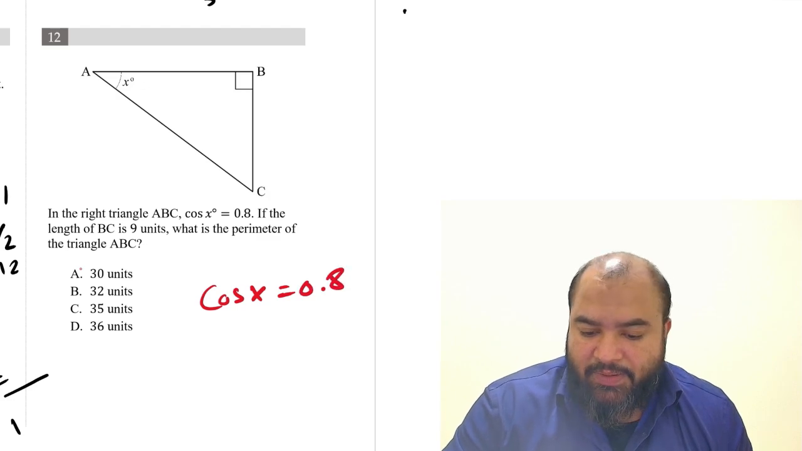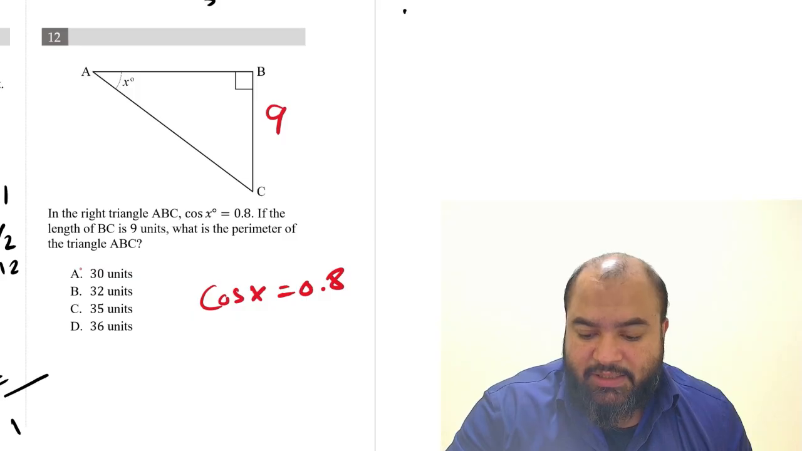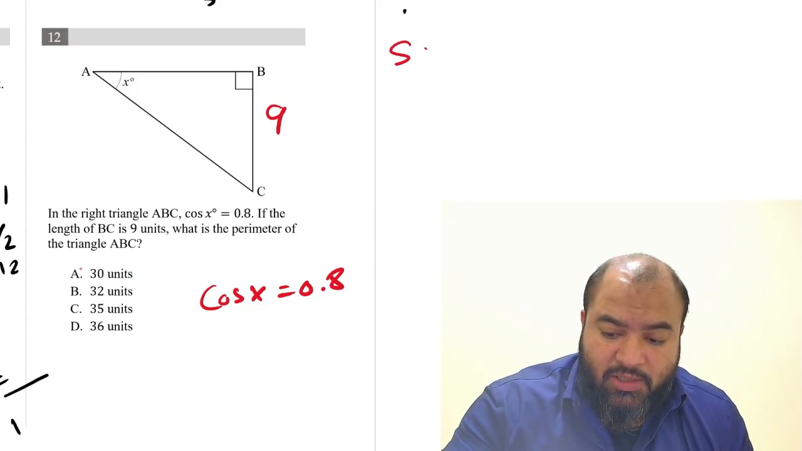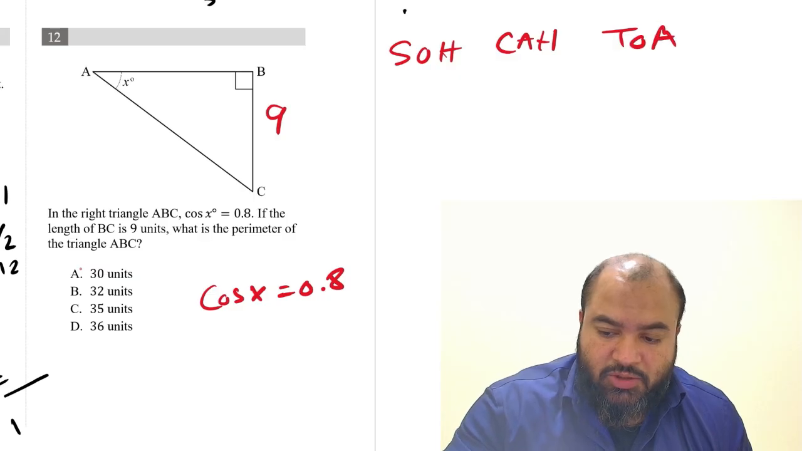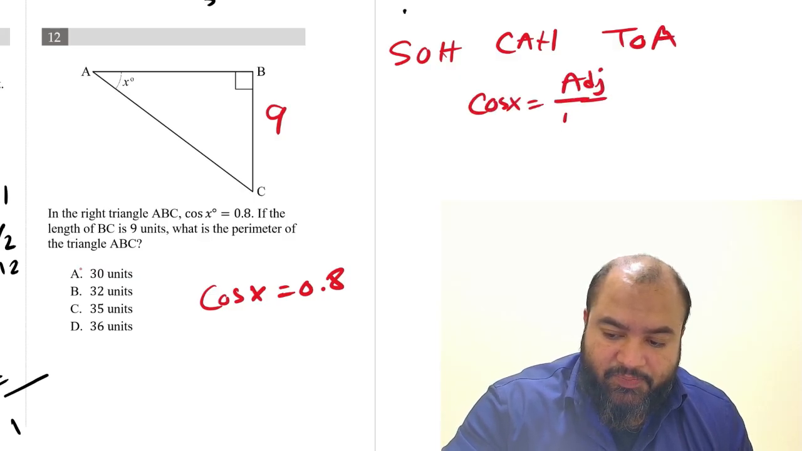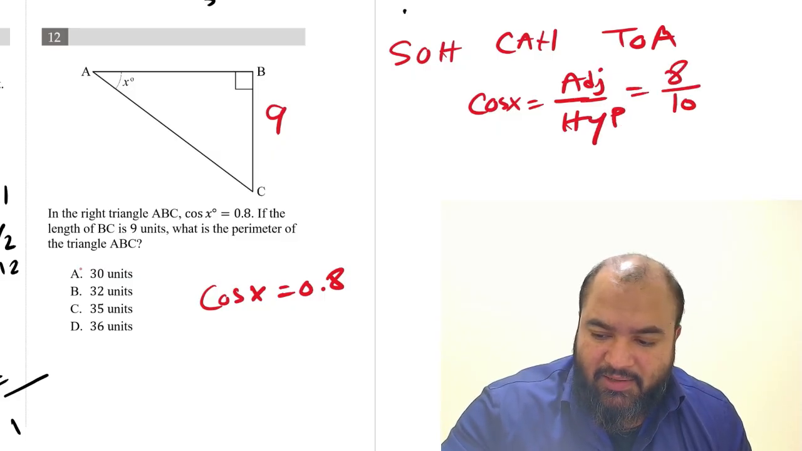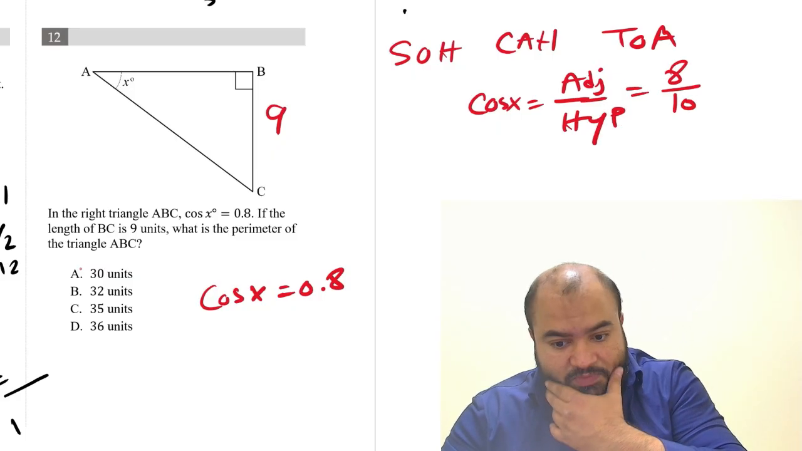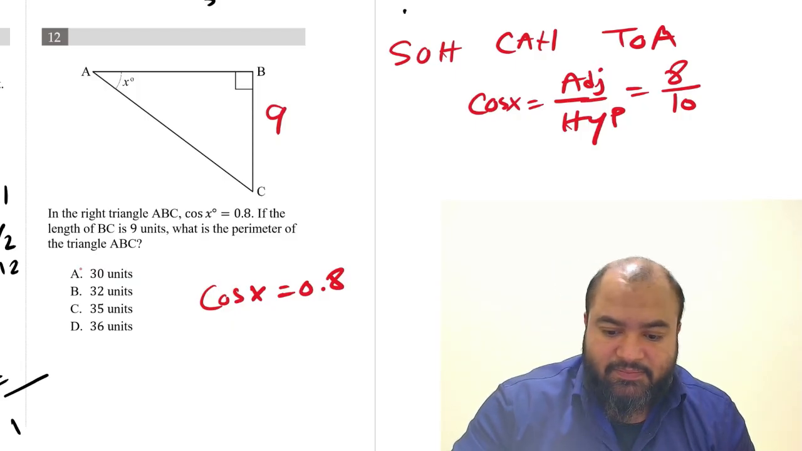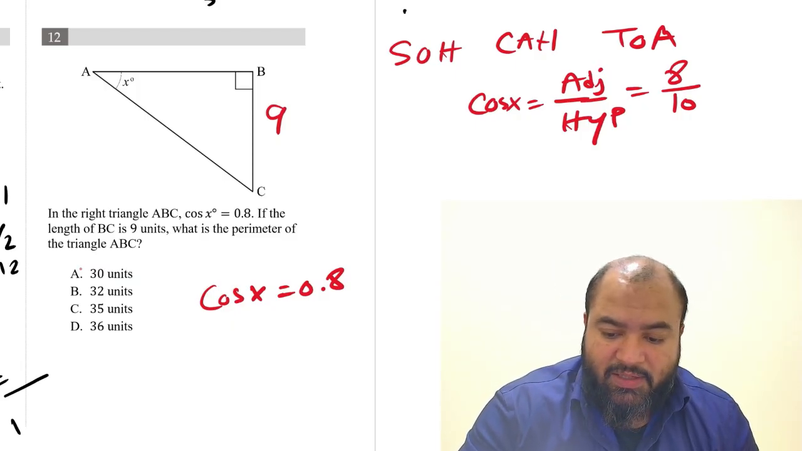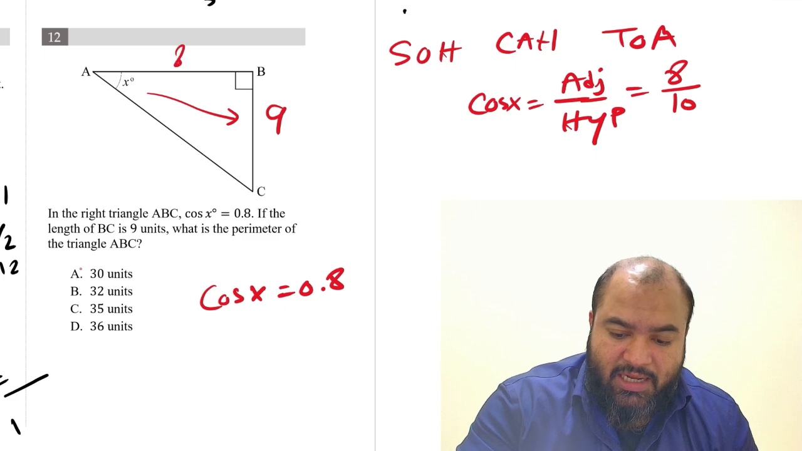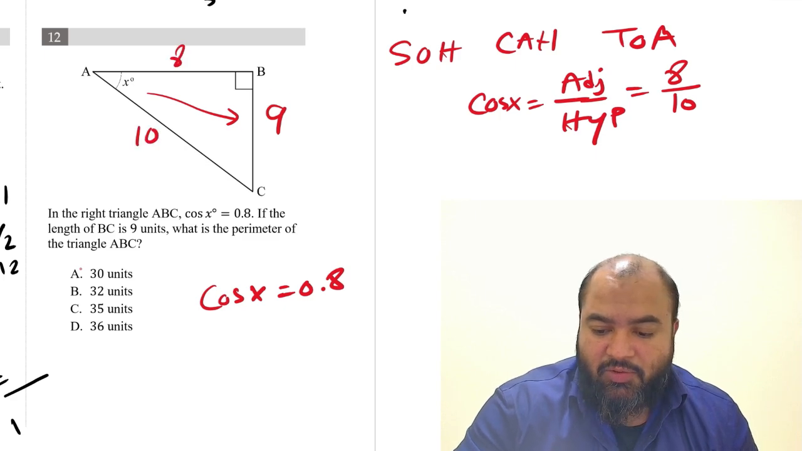If the length of BC is 9, what is the perimeter of the triangle ABC? So first of all, SOHCAHTOA. Cosine works with adjacent over the hypotenuse. Well, 0.8 can be written as 8 over 10. Now, if I say adjacent is 8 and hypotenuse is 10, but it doesn't work with the 9.